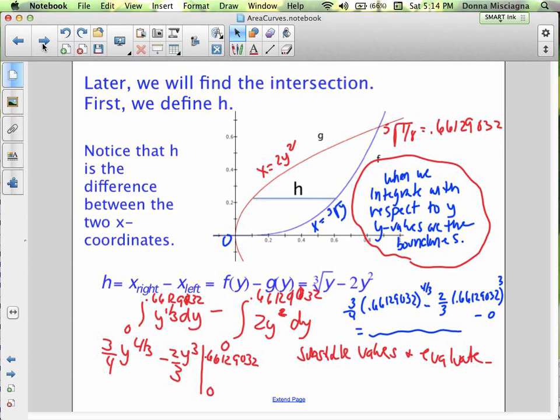So if you really want to know what the answer was, let's see. 0.66129032. Raise that to the 4/3 power. It takes more time to plug this into the calculator than it did anything else. And then times 3/4. So we've got that in the calculator. And then, so I've got 0.432099885 for this one.